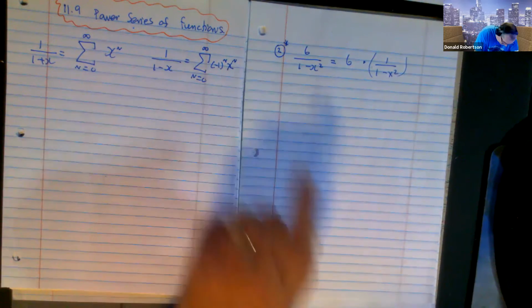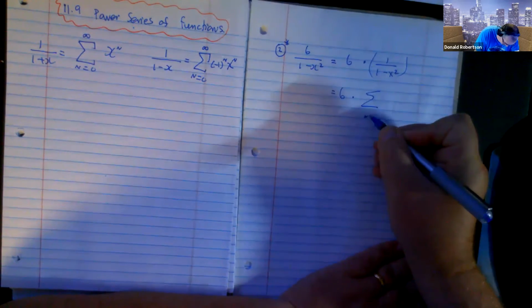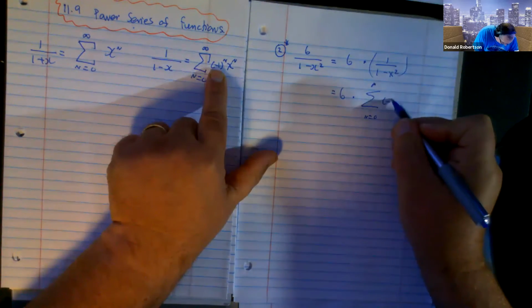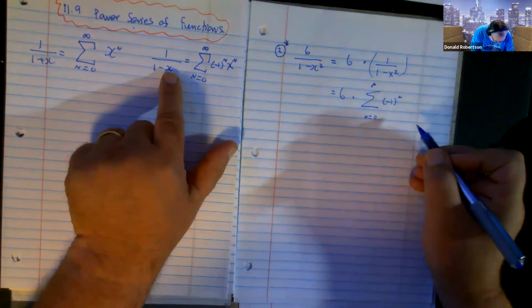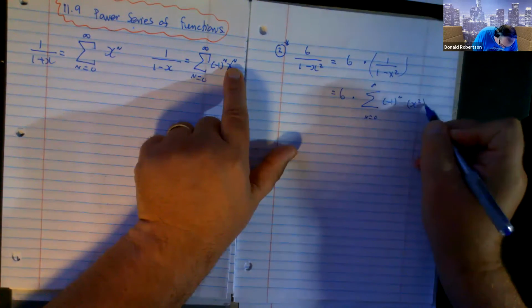So what you have is 6 times the power series of this fella, but with the x replaced by an x squared. So it's going to be x squared to the power of n.